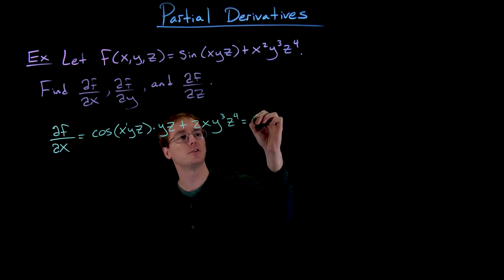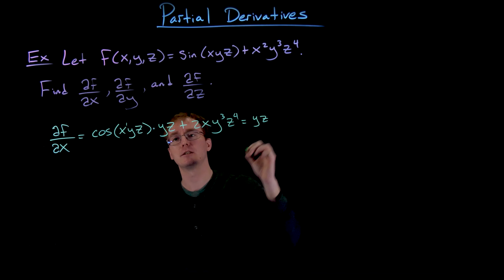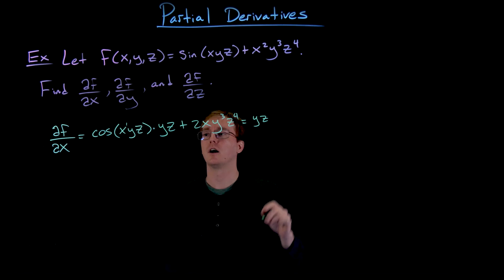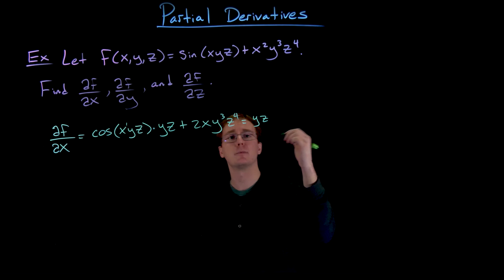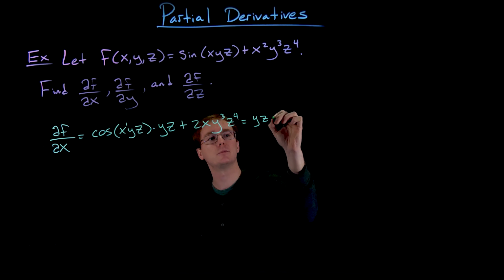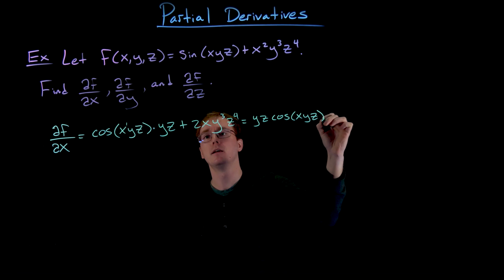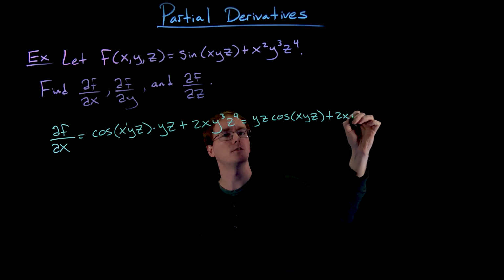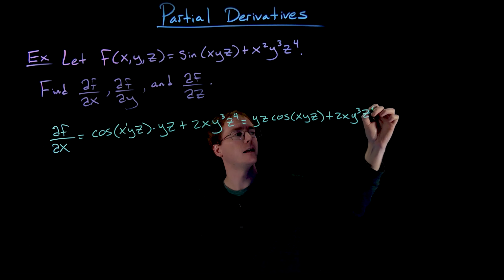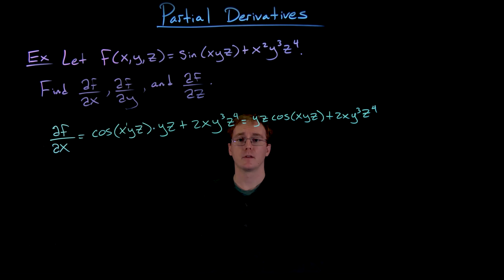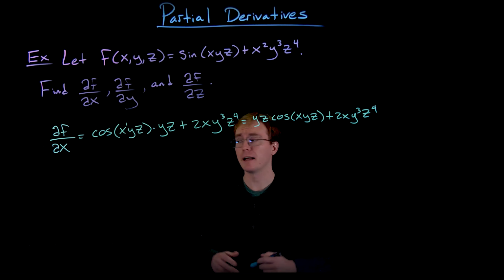The only thing I might do to rewrite it slightly differently is bring those constant factors of y and z in front of cosine. So maybe we can write this as y times z times cosine of xyz plus 2x y cubed times z to the fourth. All right, but we have 2 more partial derivatives to find for this example.